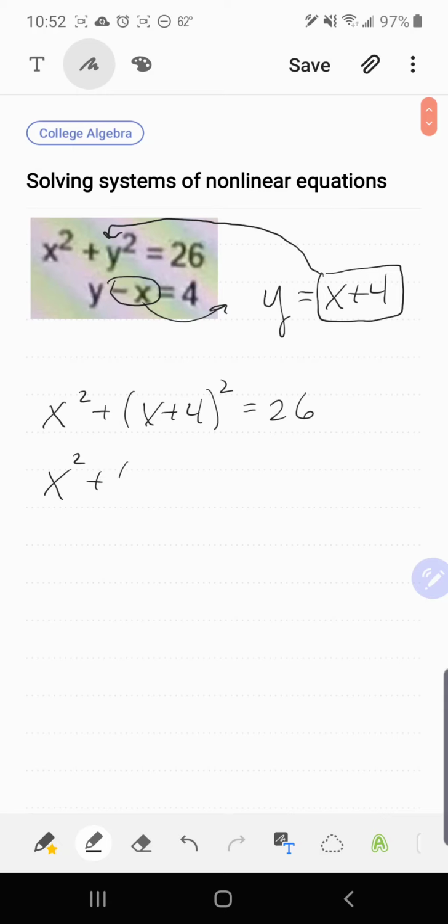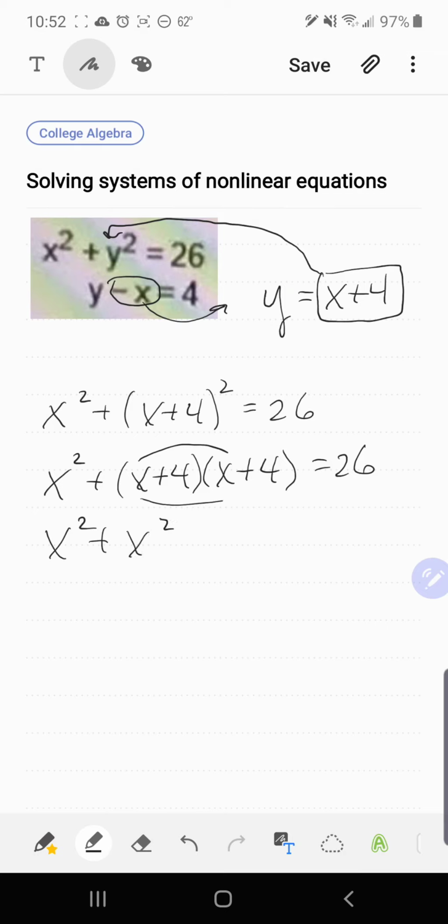x squared plus (x plus 4) squared means multiply by itself, and that's going to indicate the FOIL method. So let's FOIL it up. x times x, x squared. On the outside, plus 4x. On the inside, plus 4x. Last but not least, 4 times 4, equals 26. And now we can combine like terms.